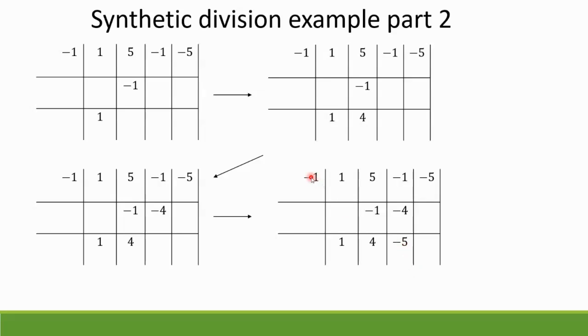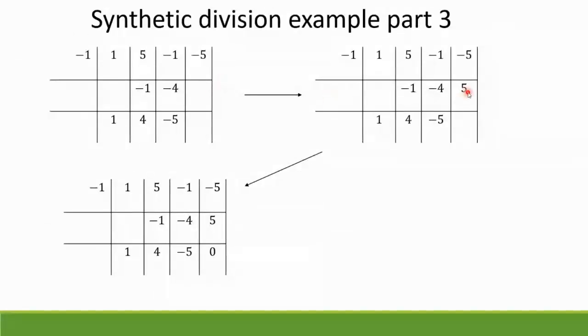Next, negative 1 times negative 5 is 5, right? So here we should get a 5. And then if we add, we get 0. 0 should be here, and that happens here.